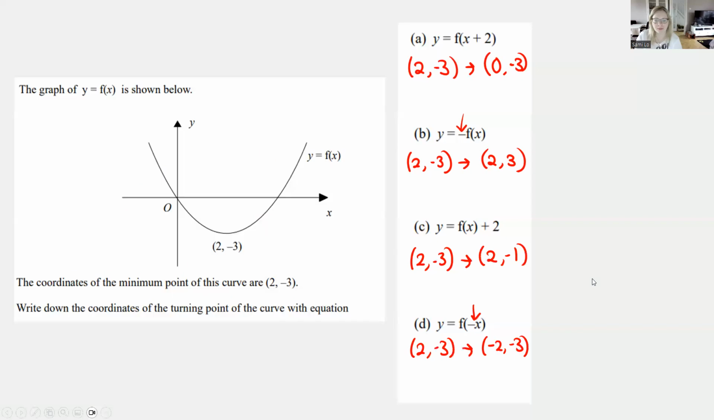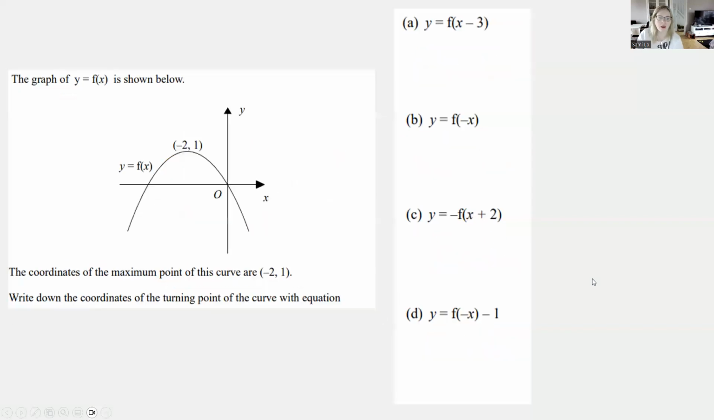Wrong way. Next section. Read the question. You've got 1 point again. Pause the video if you need to. And when you're ready to hear the answers, pause me.